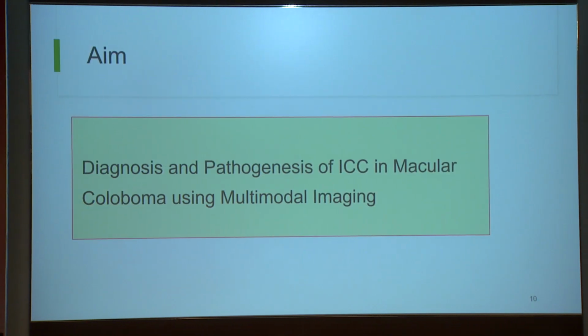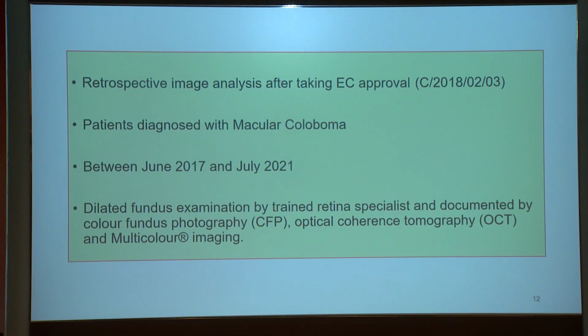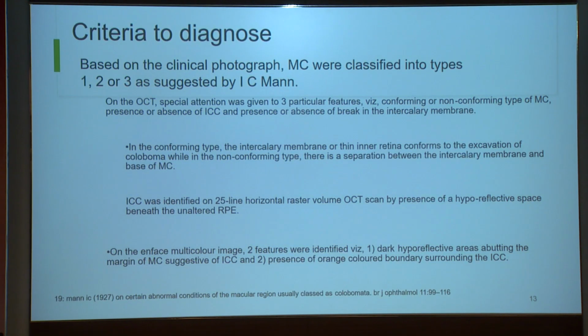So in this study, we aimed to diagnose and understand the pathogenesis of ICC in macular coloboma using multimodal imaging. We did a retrospective image analysis of patients diagnosed with macular coloboma between 2017 and 2021, whose color fundus photography, OCT, and multicolor imaging was done. On the OCT, we saw that there were 3 particular features: whether it was conforming or non-conforming type of macular coloboma, the presence or absence of ICC, and the presence or absence of a break in the intercalary membrane.